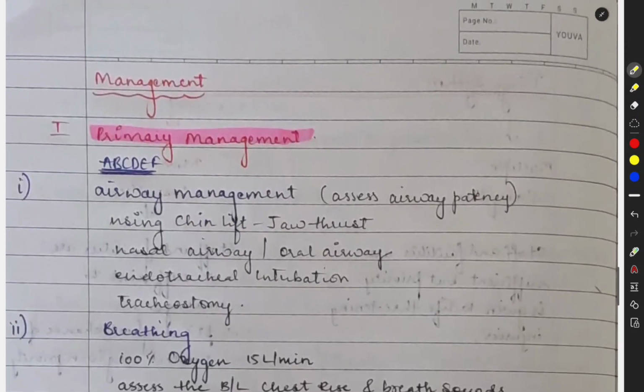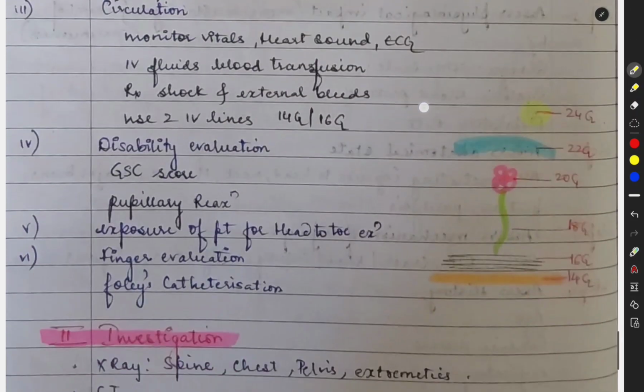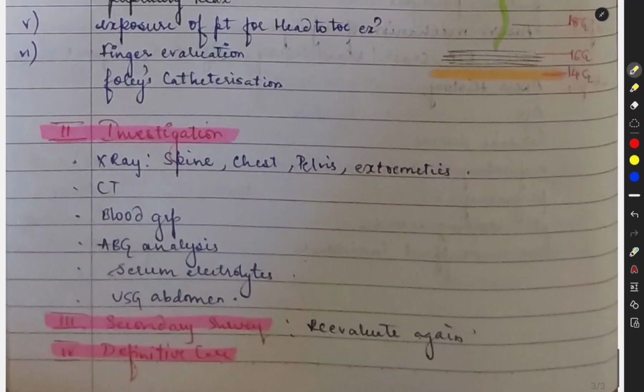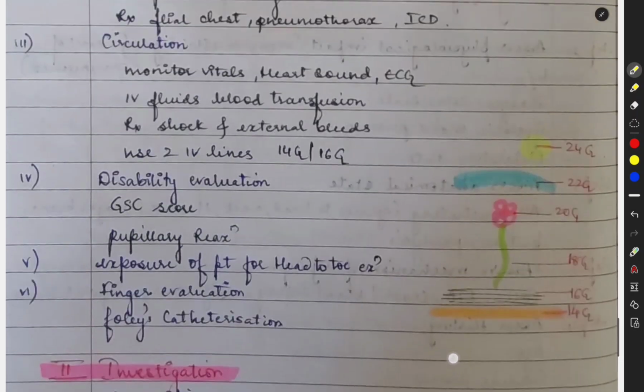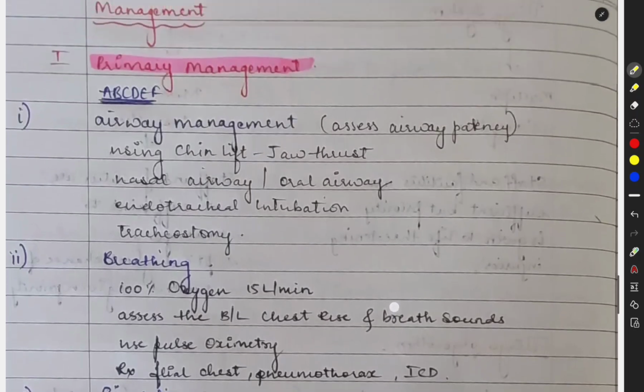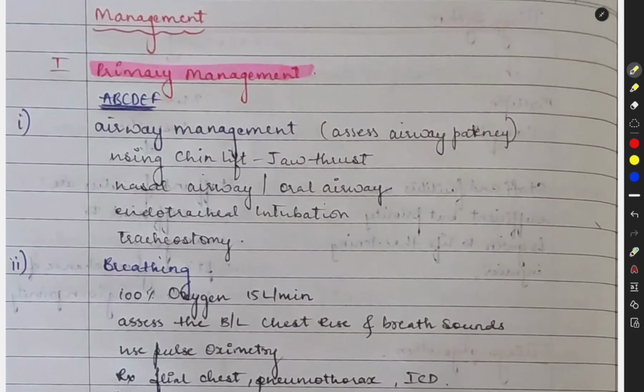Coming to the management in trauma, it is mainly the advanced trauma life support, that is ATLS. It has 4 basic steps in management. First one is the primary management. Secondly, you will be doing the investigations for the patient. Then comes the secondary survey, and at last the definitive care. I'll be dealing with this again in detail in the ATLS protocol. Let us see this in brief here.